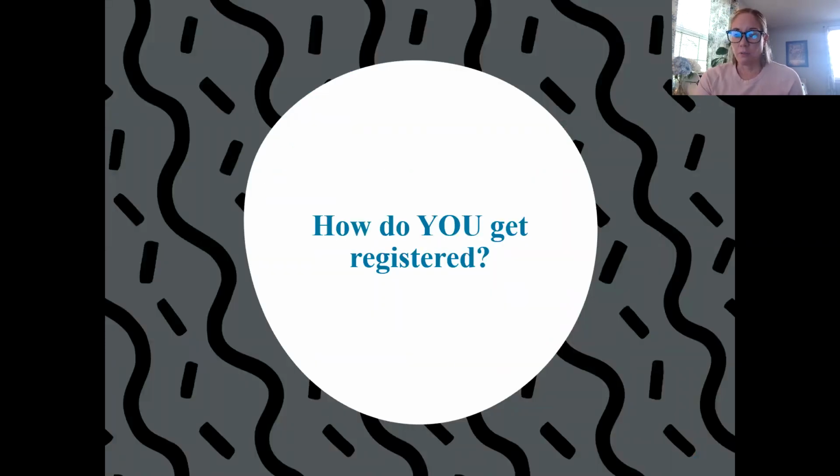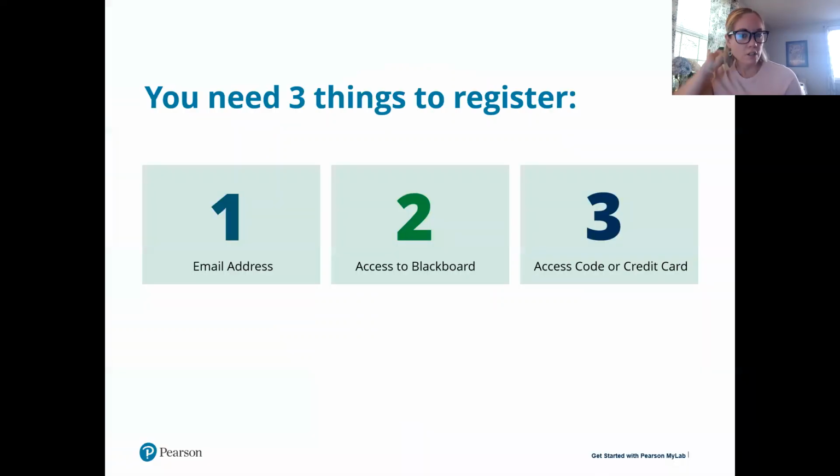So how do you get registered? For your course this semester, you are required to have the Mastering Engineering platform, and I'm going to explain to you the different ways and prices that you can pick from on how to get access. So there's 3 things you need. First will be an email address to set up your account. Typically, we recommend trying to use your George Mason account email. Access to Blackboard, your course is integrated with your Blackboard course, and then either an access code or credit card.